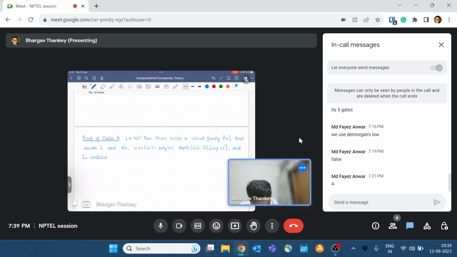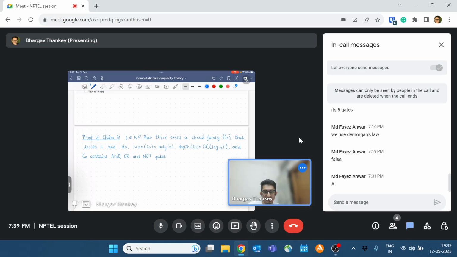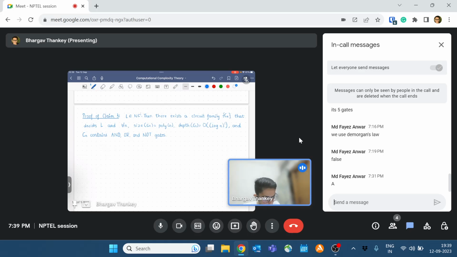AND, OR, and NOT gates. So now what we are going to do is replace all the AND, OR, and NOT gates in C_n by NAND gates. And let's see how we can do that. We can replace all gates by NAND gates as follows.